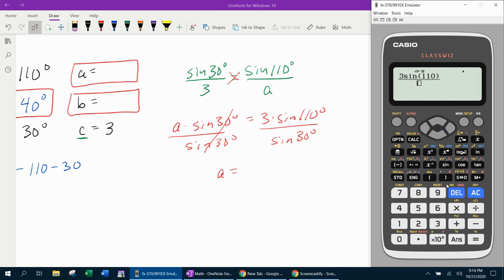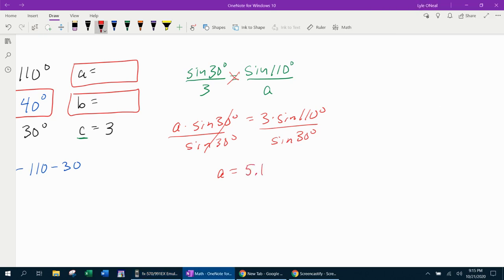3 sine of 110 over sine of 30 works out to be not a nice number. So they're going to have to specify in the instructions where to round. I'm going to round to the nearest tenth in this entire lesson, okay? Everything to the nearest tenth, 5.6 units. And so now we have a is 5.6. And now the last piece of the puzzle to find is B.